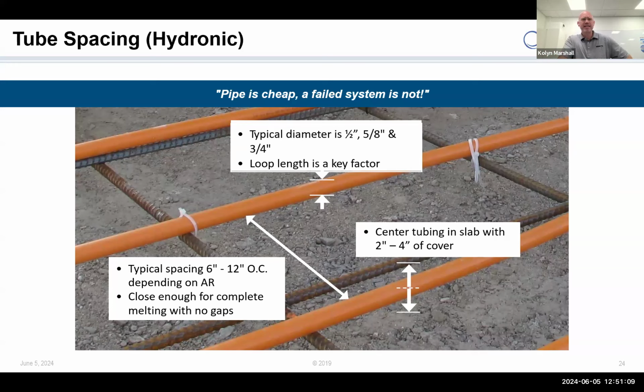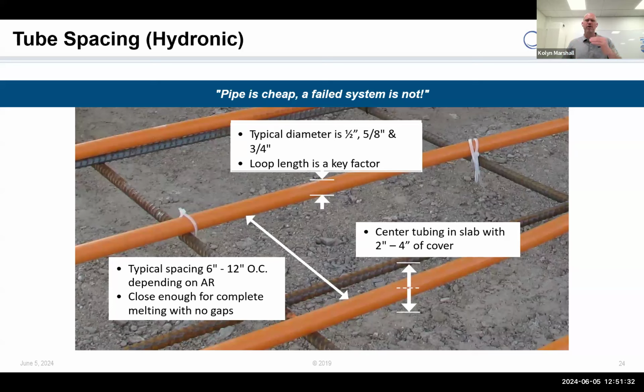Make sure the tubing is at least 2 inches, if not maybe 3 or 4 inches down from the surface of the slab. Part of that is for the vehicular factor, the loading, the dynamic loading on the slab. You need to make sure the tubing's deep enough to be inside of the load triangle that's formed inside the concrete.